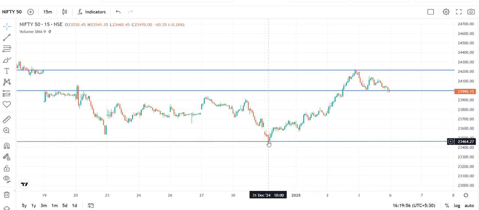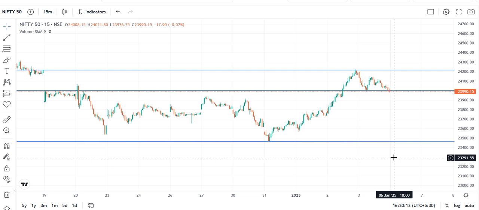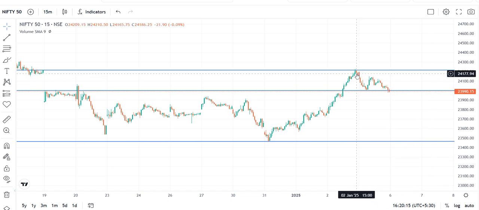Now Nifty went from this level, like 23,400, to 24,200. So it's a long jump, right? And it was expected that some profit booking would happen on the 3rd of January. So you can see, once it opened, it was going down constantly, from 9:15 to 10:45. This downfall was expected because some profit booking always happens in such cases.